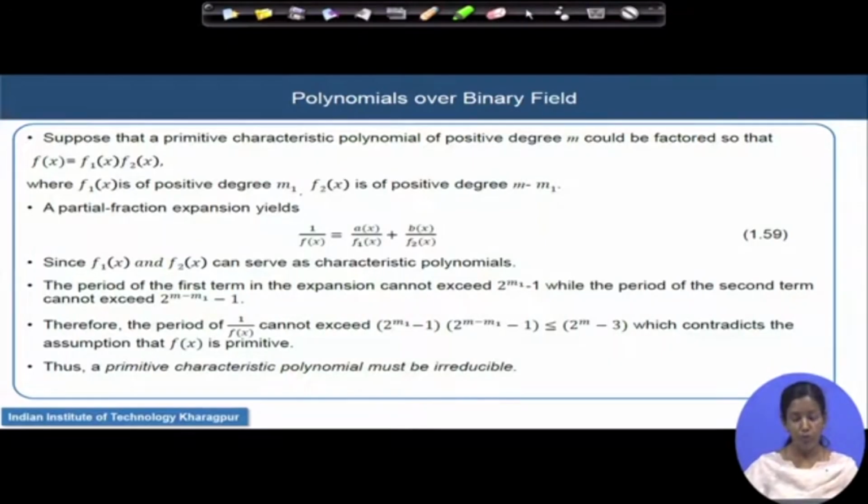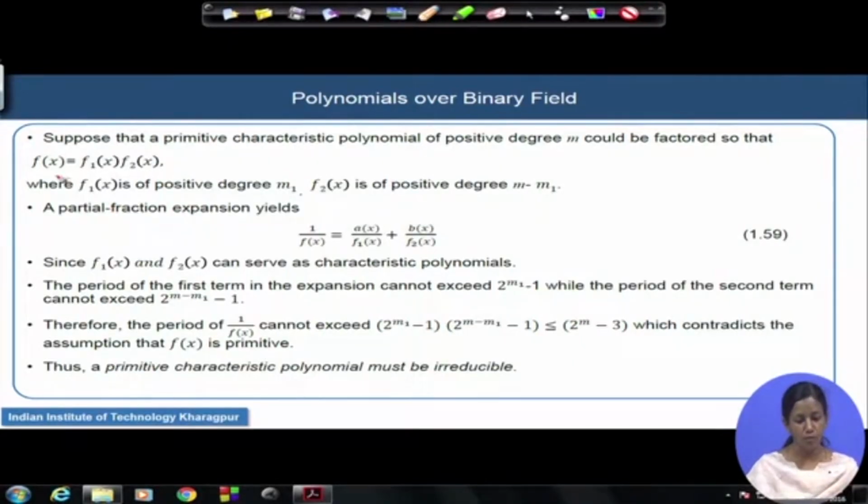Now, to check whether these primitive polynomials are reducible or not, let us consider that the polynomial of positive degree m can be factorized, and hence f(x) is given by f1(x) into f2(x). Suppose the degree of f1(x) is equal to m1 and the degree of f2(x) is equal to, of course, m minus m1, because the total degree is equal to m. If I do the partial fraction expansion, then it yields that 1 by f(x) will have a(x) by f1(x) plus b(x) by f2(x), and both of them serve as characteristic polynomials individually.